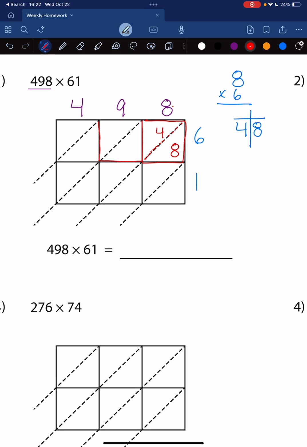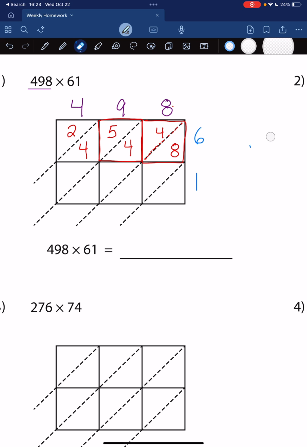So because I am multiplying 9 times 6 here, I'm going to put my 5 here because that's in the tens place, and my 4 here because that is in the ones place. Okay? And last but not least, I have 4 times 6. 4 times 6 is 24, as we all know. 2, 4, 24. Okay? Easy, right?